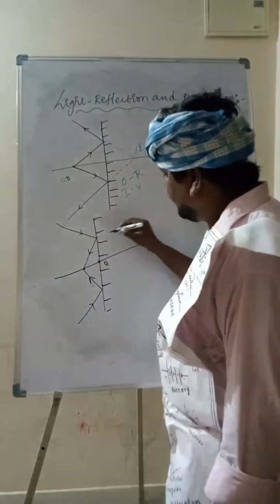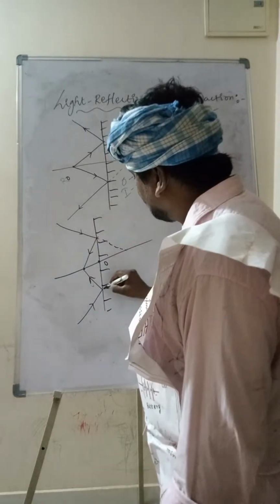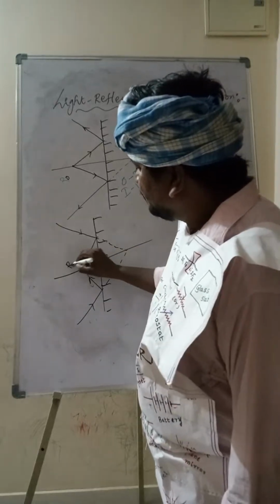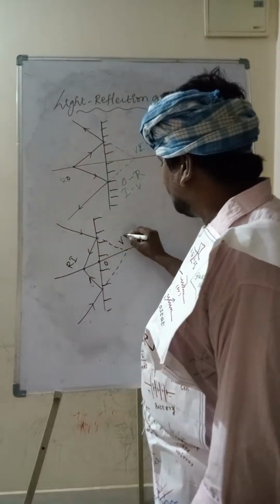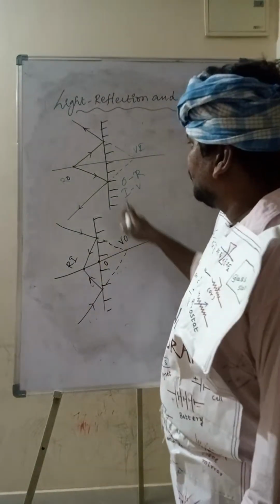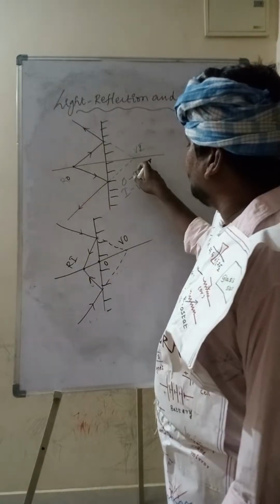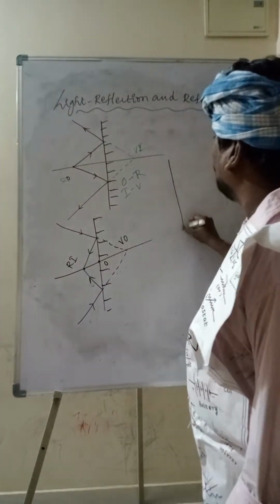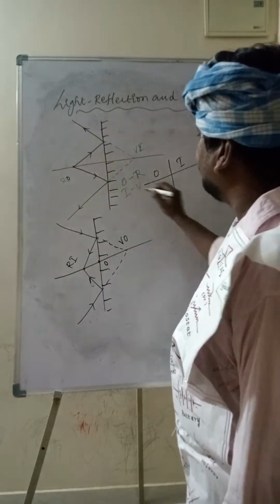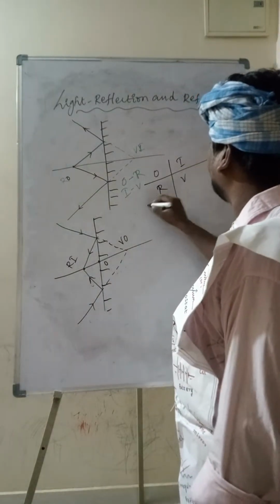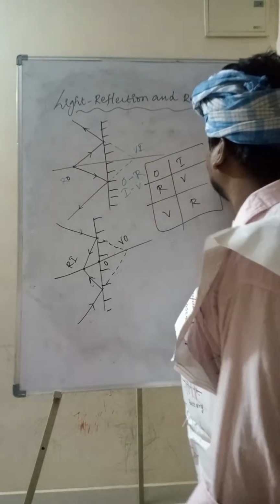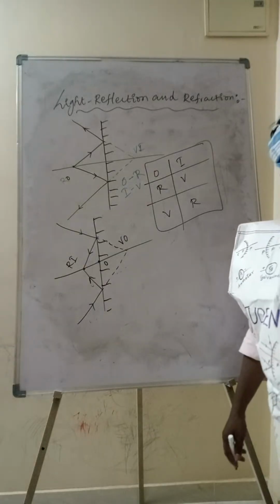So if you are extending these incident rays, the incident rays are meeting at one point. Here is the real image. Image will be real, here virtual object. So real image and virtual object. So here real object and virtual image. So we can conclude that by this object and image: if the object is real, the image is virtual; if the object is virtual, the image is real. So this is about object and image.